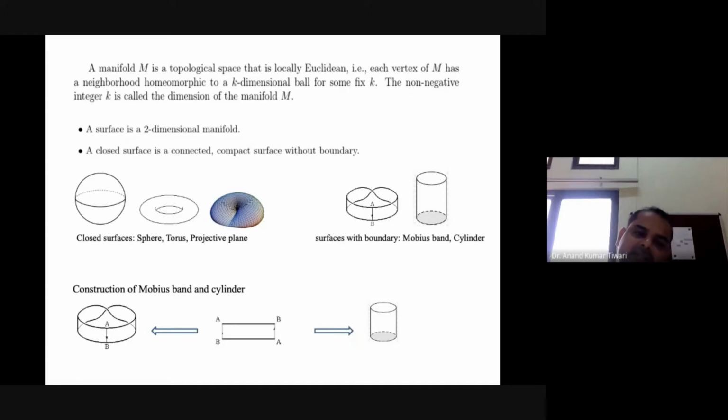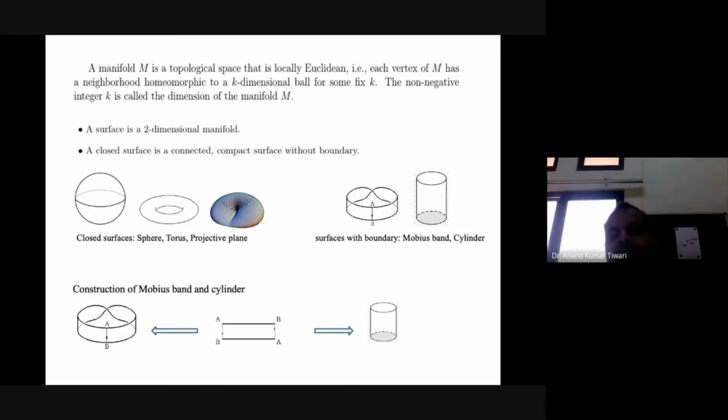On the left-hand side, sphere, torus and projective plane. These are the closed surfaces without boundary. On the right-hand side, these are also surfaces, but they have a boundary, so they are not categorized as closed surfaces. The first one is called Mobius strip, and the second one is called cylinder.